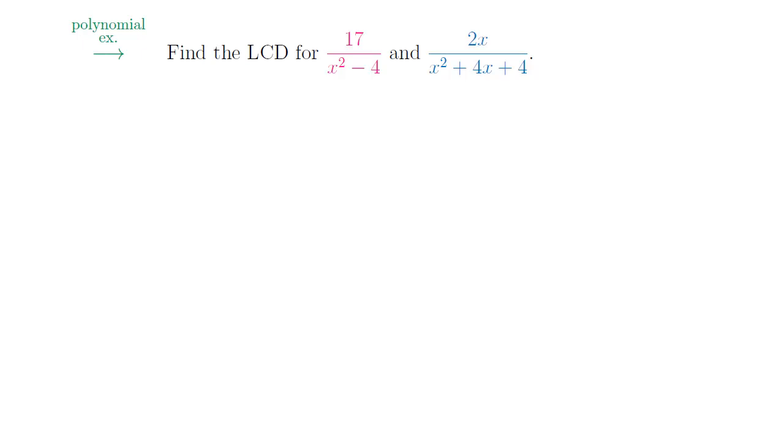We now look at an example where our rational expressions have denominators that are polynomials. Let's find the LCD, or the least common denominator, for 17 over x squared minus 4 and 2x over x squared plus 4x plus 4. You want to remember that our first step will be to write our denominators in prime factorization form. That is, we want to factor x squared minus 4 and x squared plus 4x plus 4.